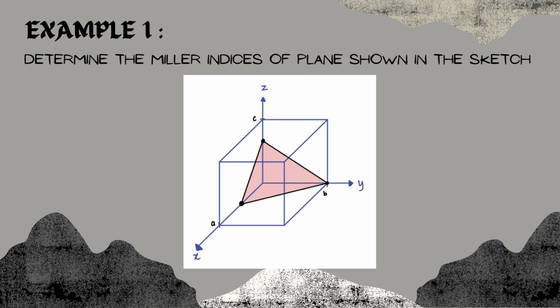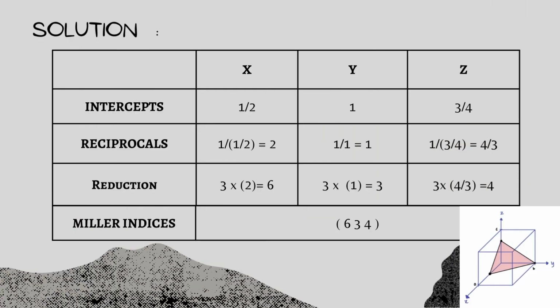Let's determine the Miller indices of plane in example 1. As the plane has the intercept on the x-axis is at x equals to 1, y-axis is 1 and z-axis is considered as 3/4. Then we need to change the fraction with its reciprocal to get integer. As a result, the Miller indices for the plane is 6, 3, 4.